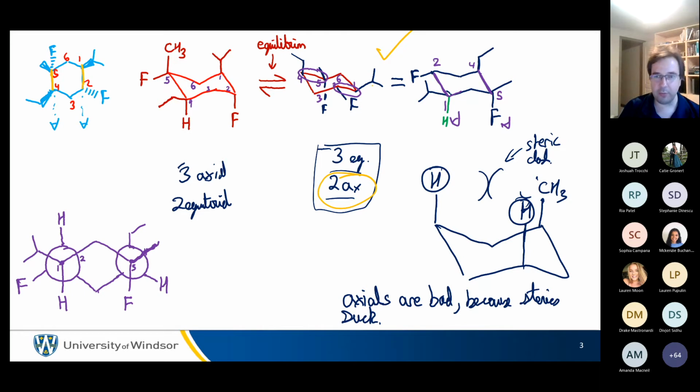Okay, let's do a double Newman projection back to, I don't have a model at home, that's the issue. I can make a tetrahedron with my hands. I cannot make a chair with my hands.